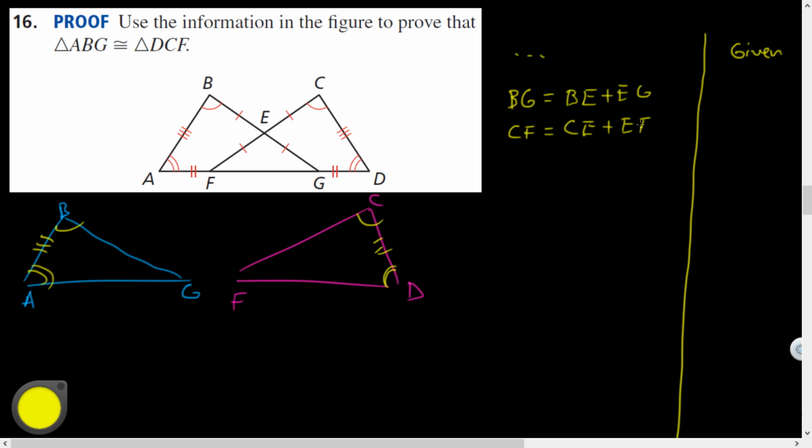Why are both of those statements true? BG is equal to this plus that. Segment addition postulate. Seg add post. Good. All right, so that's for both of those. So we've just proven this and this.